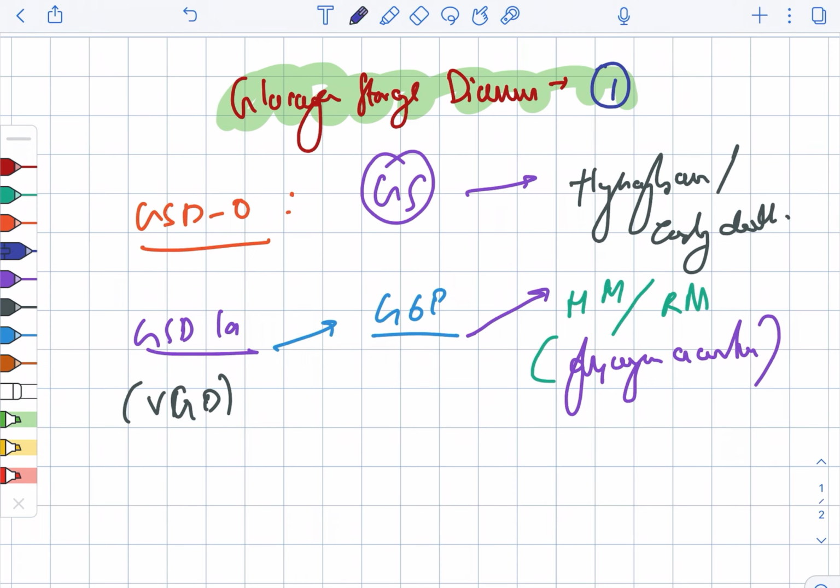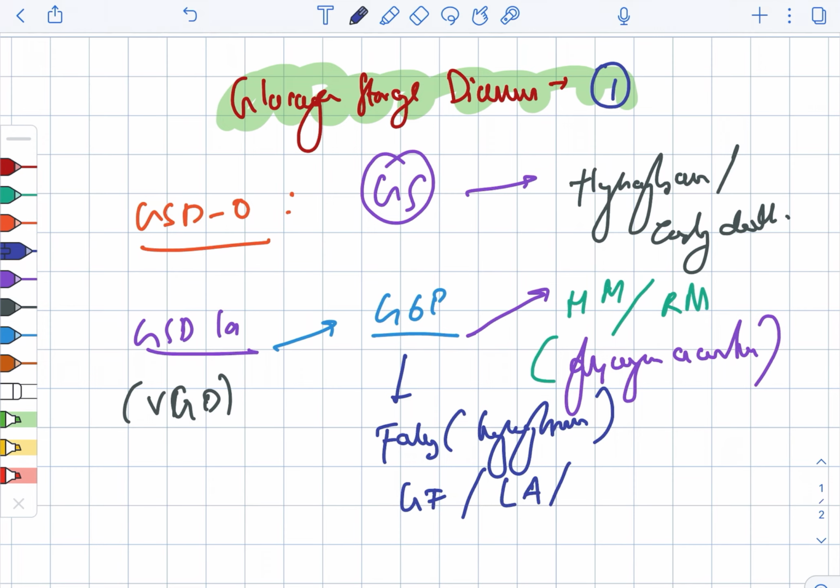There is also severe fasting hypoglycemia. There is also growth failure. There is lactic acidosis, as well as hyperuricemia and hyperlipidemia.